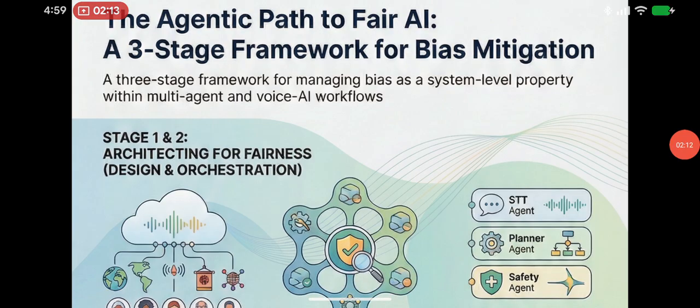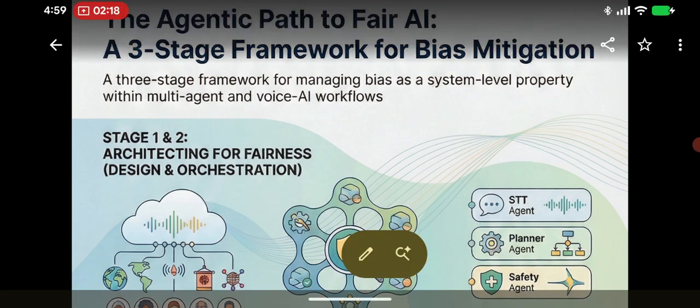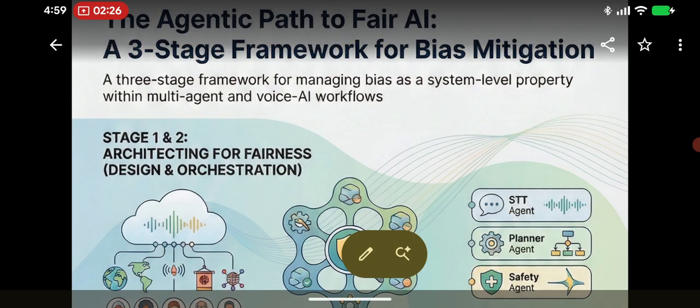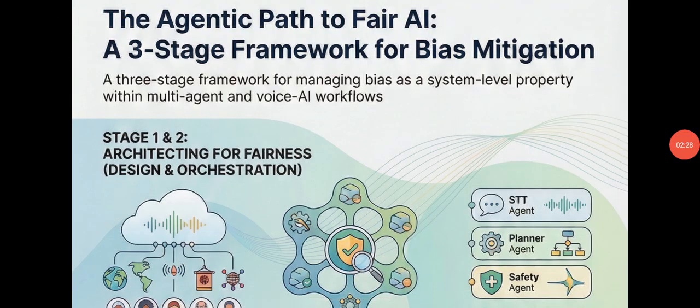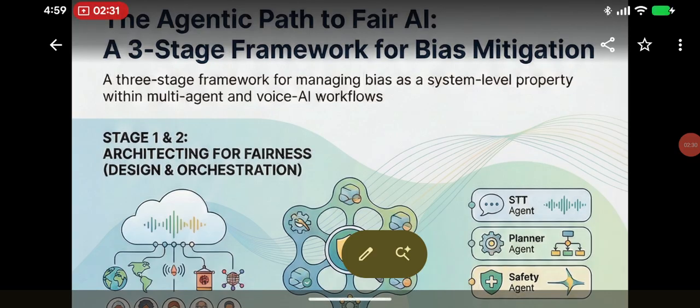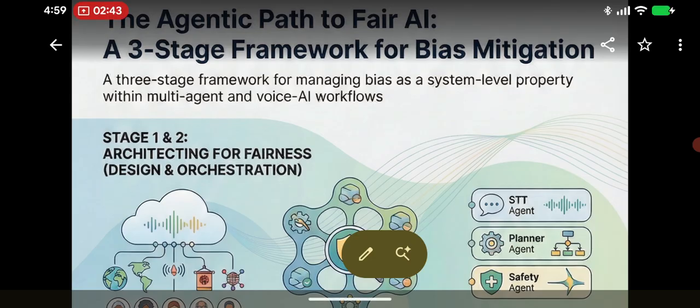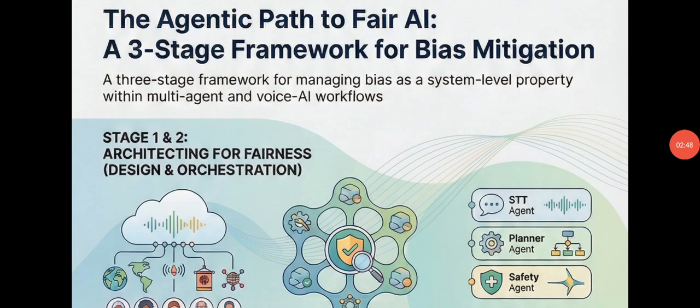Any voice agent will have speech to text, so it should be able to recognize different voices, different demography, gender, and so on. Then within workflow framework solutions, we have planners and safety agents. Those agents should not add bias to the output they are generating. That is the part of in-process validation of bias.